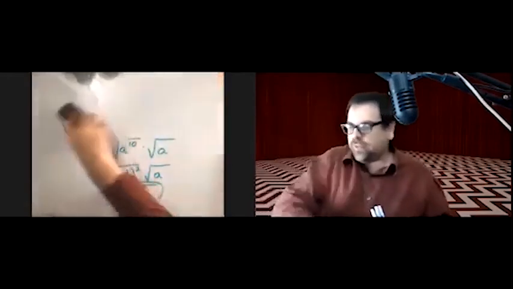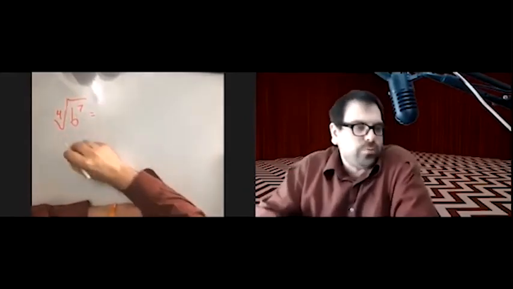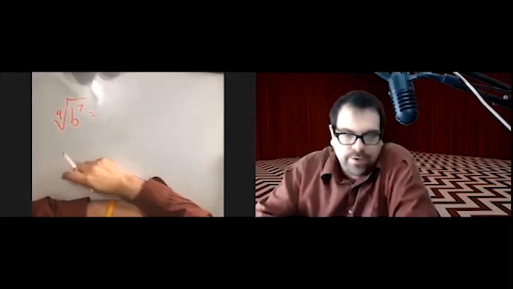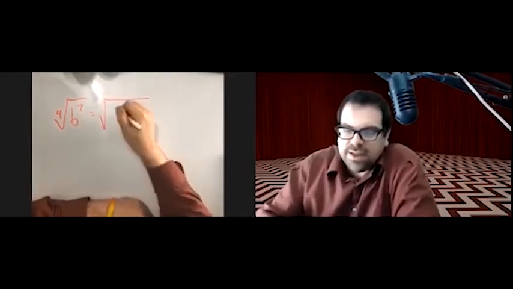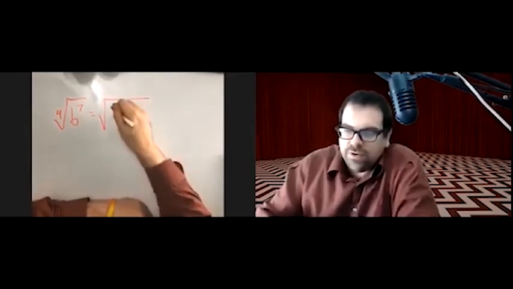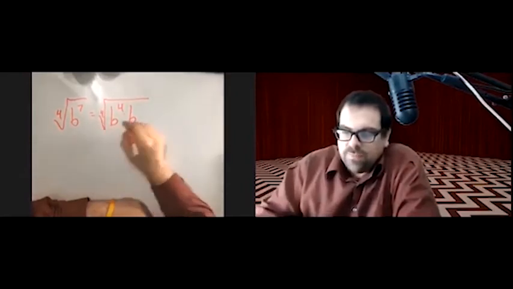Let's have some fun with this. Woohoo. This isn't so bad. Fourth root of b to the 7th. Fourth root, we'd want multiples of 4. Highest multiple of 4 that fits into b to the 7th is 4 itself. Don't forget your fourth root.